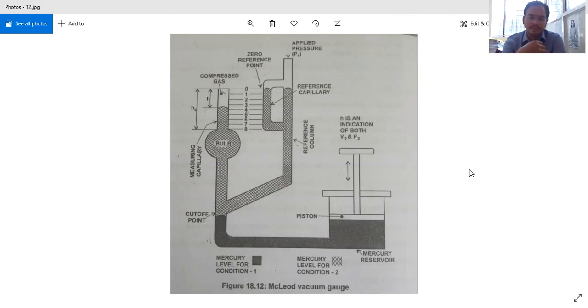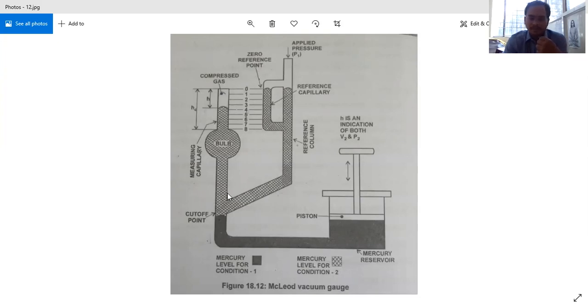Vacuum pressure is nothing but negative pressure. When you subtract the pressure measured by the gauge, that value is subtracted from atmospheric pressure. The pressures which are less than the atmospheric pressure are vacuum pressures. Now, the McLeod pressure gauge is used to determine the vacuum pressure.